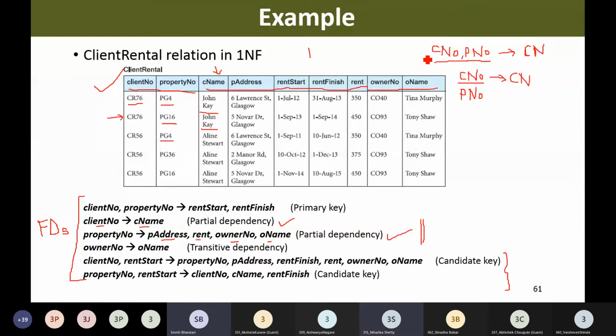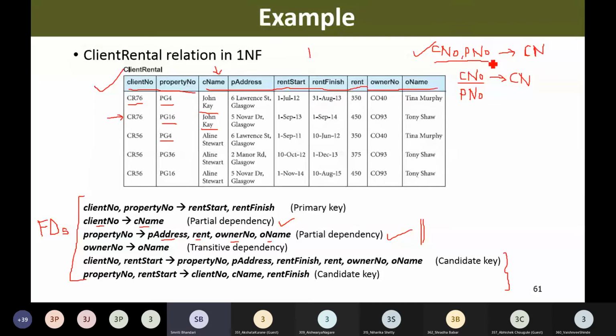Right? Yes. Because it is the primary key, and the primary key is determining all the attributes. Right? So client number, property number must determine client name. So we have this as a valid functional dependency, right?